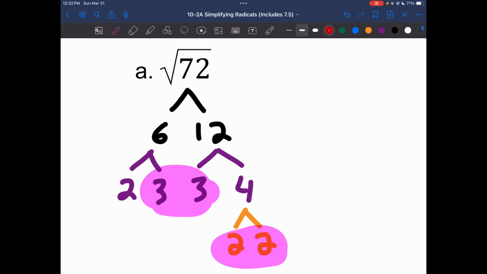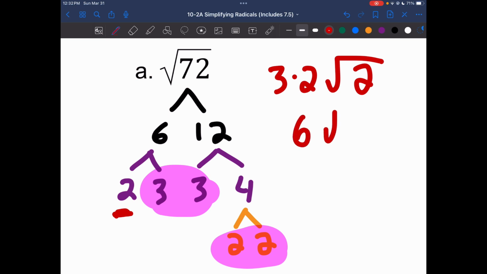So what we're going to do is bring out the 3, and we're going to bring out the 2, and they're being multiplied. And what do we have left under our radical? The only prime factor we haven't used is that 2 right there. So it's 3 times 2 times the square root of 2. 3 times 2 is 6 times the square root of 2. Okay?